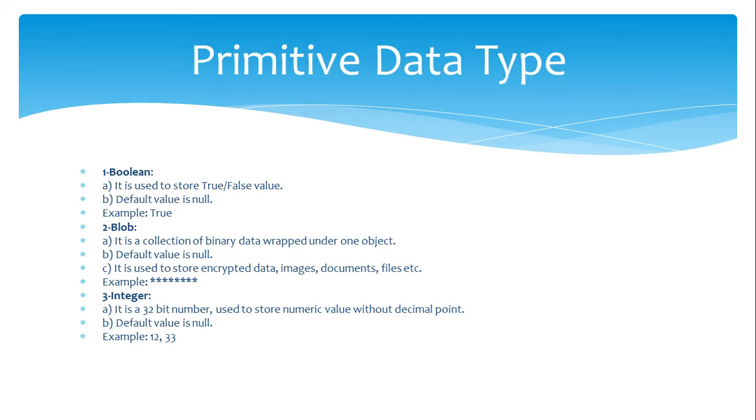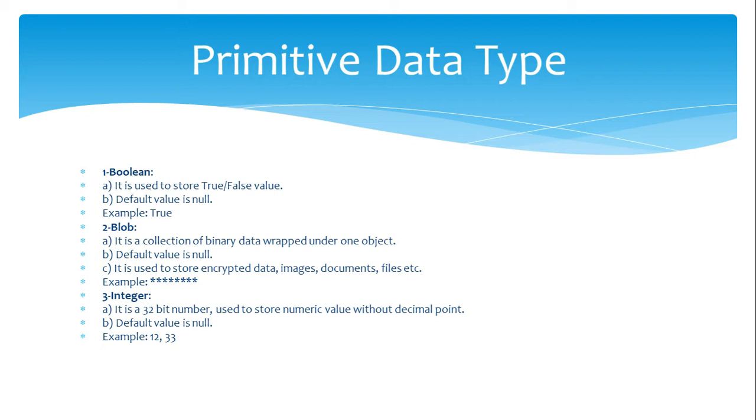Primitive data types. Boolean: it is used to store true or false values. Default value is null, for example true. Blob: it is a collection of binary data wrapped under one object. Default value is null. It is used to store encrypted data, images, documents, files, etc.